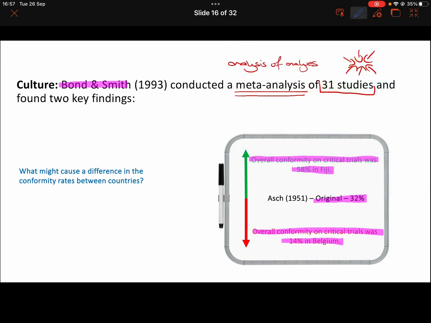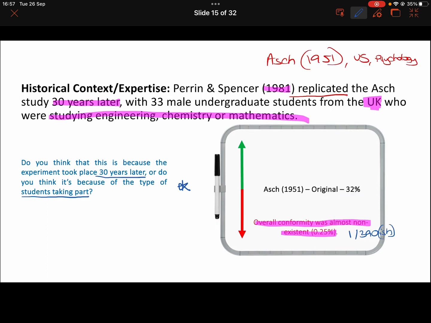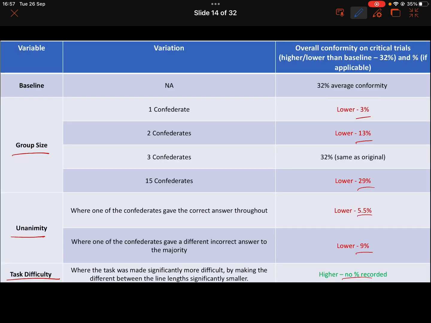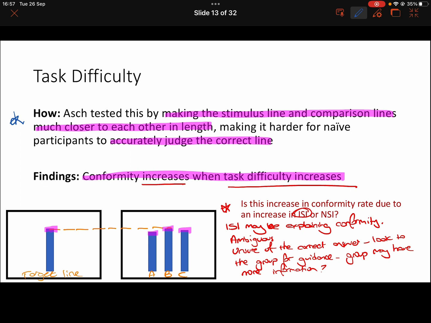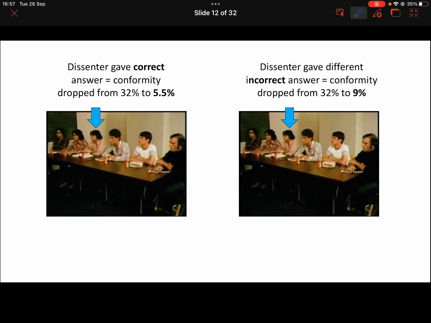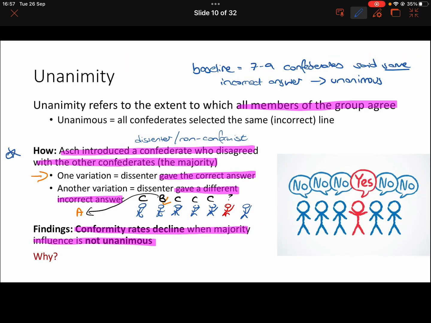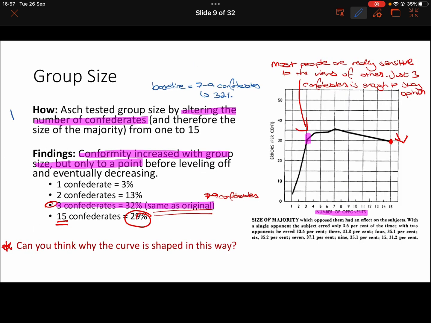So the question is, what could be causing the different rates in conformity in these countries or in different countries in general? So again, I'd just like you to pause the video here at this point. And why might this be? So that's the AO1 for this topic. You need to know really this table. You need to know what Asch's findings were, but you also need to know how he investigated each of those 3 variables. How did he investigate task difficulty? How did he investigate unanimity? And how did he investigate group size?